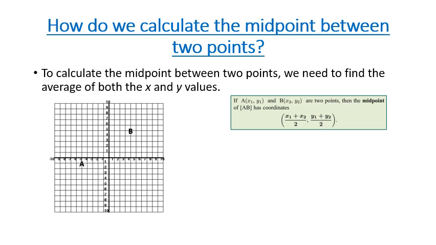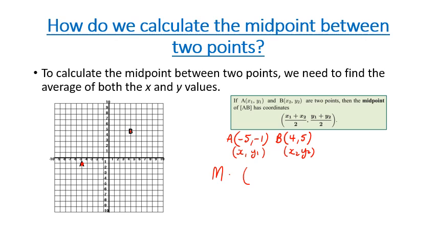Okay, so let's have a look at how we calculate the midpoint between 2 points. We're going to use these 2 points on our Cartesian plane. A has coordinates of -5, -1, and B has coordinates of 4, 5. So essentially we know that A is going to be our x1, y1 values, and B is our x2, y2 values. So we can simply put that into our formula.